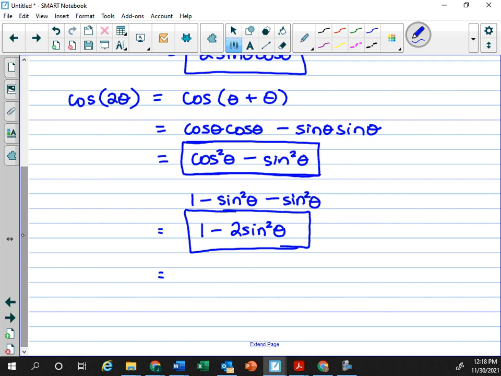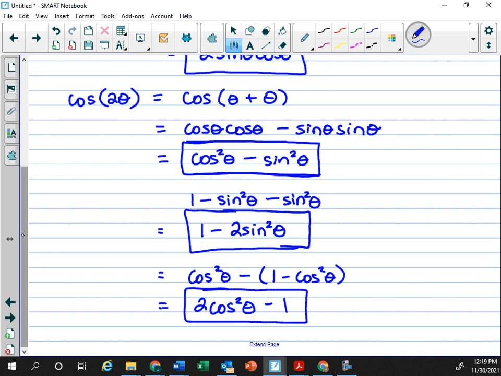Or go back to the original one, the cosine squared minus sine squared. What could I replace sine squared with? Okay, just be careful with your negatives on this one. So it's cosine squared theta minus, and then I'll put it in parentheses, 1 minus cosine squared theta. So when we simplify that, what do we actually end up with? Okay. Everybody okay with 2 cosine squared theta minus 1? You guys see it? Okay. You will want to know all 3 of those, or at least be able to figure out all 3 of those for your cosine double angle formulas.